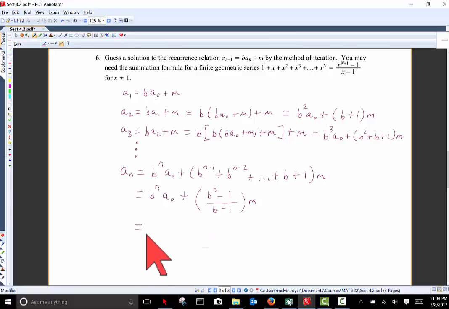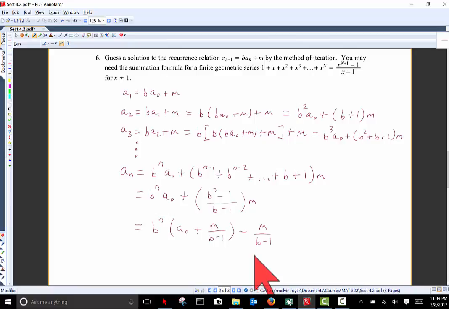To match up with what you're going to work with in the textbook homework problem, I think they combine terms a little differently. So there are 2 b to the n expressions here. If we lump those 2 terms together, so multiply this expression out, and then lump the terms that have the b to the n factor together, what we have is b to the n times a0 plus m over b minus 1. And then there's another term which is minus m over b minus 1. This is where the textbook exercise has you start.